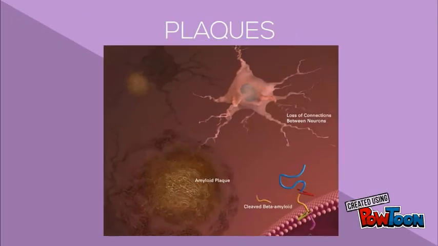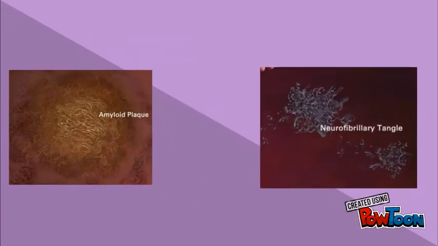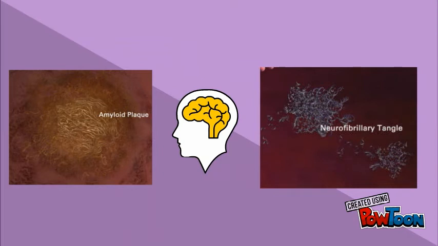Plaques are protein fragments called beta amyloid that build up in the spaces between the nerve cells. Tangles are twisted fibers of a protein called tau that builds up inside cells. Tangles and plaques develop more in the brain of a person with Alzheimer's rather than a person without the disease.